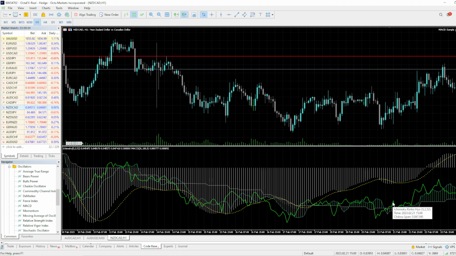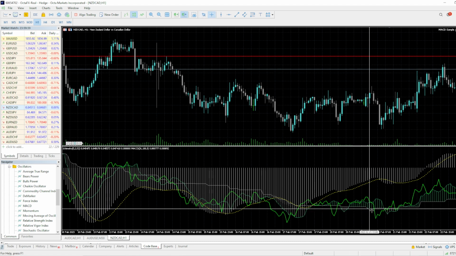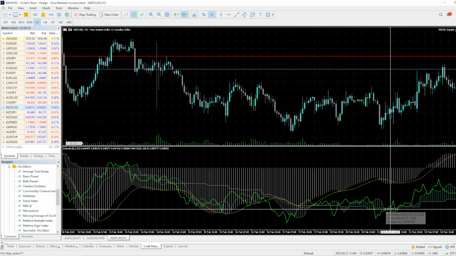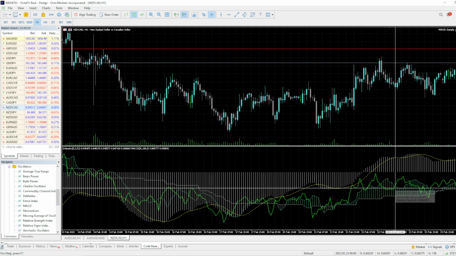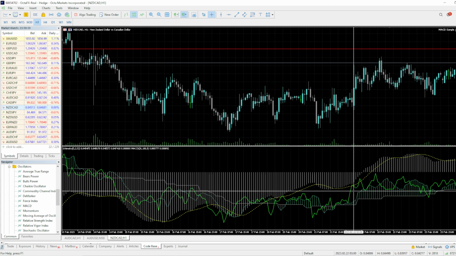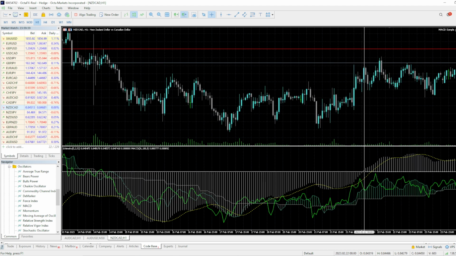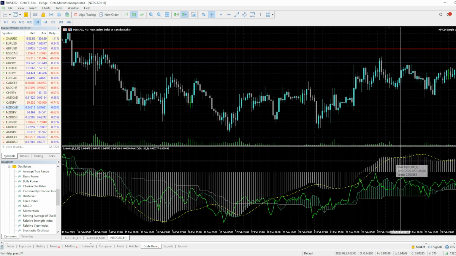Okay, then right at this point, take a look. Right at this point, it took exit upside to the cloud. Okay, so we're gonna wait for the confirmation. Where does the confirmation come in? Upside, we're not gonna buy now. Here we have the confirmation to the buy side.